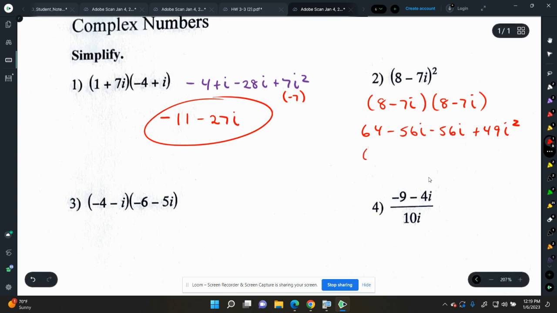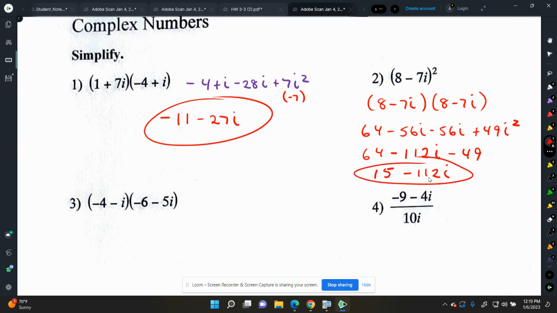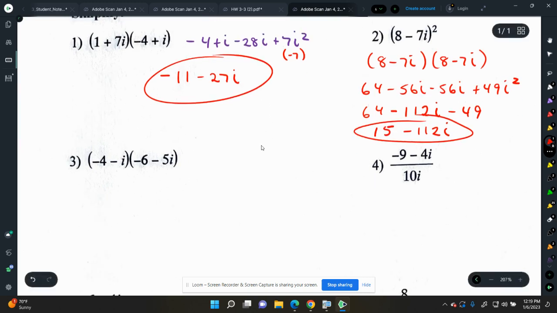Okay, it gives me 64 minus, what's 56 plus 56? 112 minus 49. So, boy, I'm having a slow brain day today. So this is going to be 15 minus 112i. Wow, isn't that weird how you just have slow brain days? I really had to think about that one. 64 minus 49 should not be one you have to think about. Okay. We good with that?